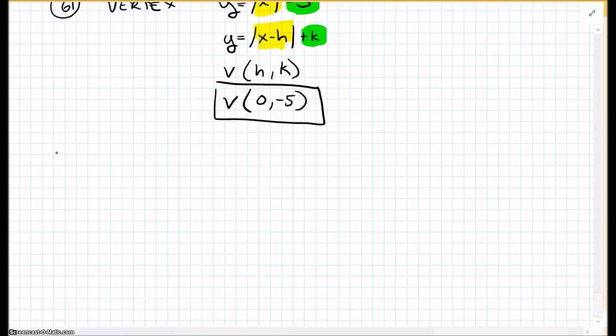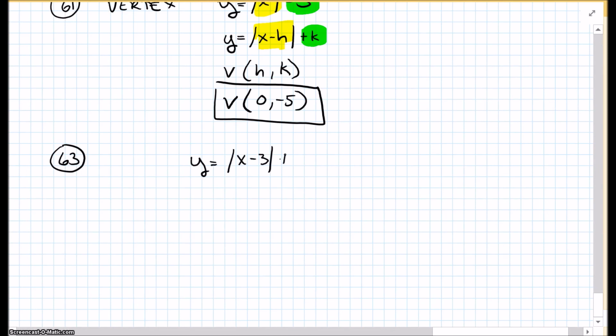Okay, next one. What is the vertex of y equals the absolute value of x minus 3 plus 5? The equation we learned was y equals the absolute value of x minus h plus k. My vertex is nothing more than my h and k value, so my vertex is (3, 5).